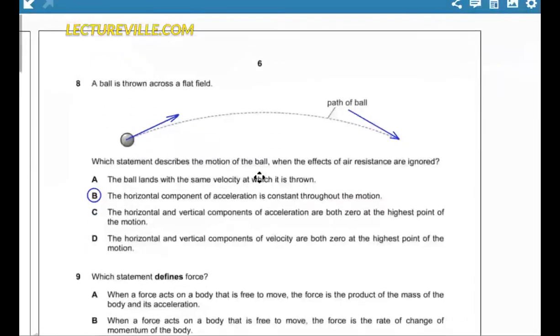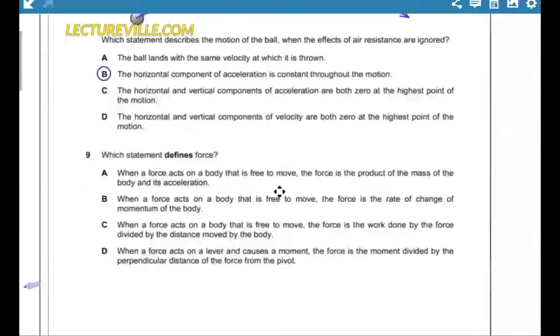So let's read the options. When a force acts on a body that is free to move, the force is the product of mass and body acceleration. So that is a very tempting option because it is directly connected to F equals ma. But I will shortlist this one. I cannot completely discard this, but let's see what else we have. When a force acts on a body that is free to move, the force is the rate of change of momentum of the body. That is exactly Newton's second law.